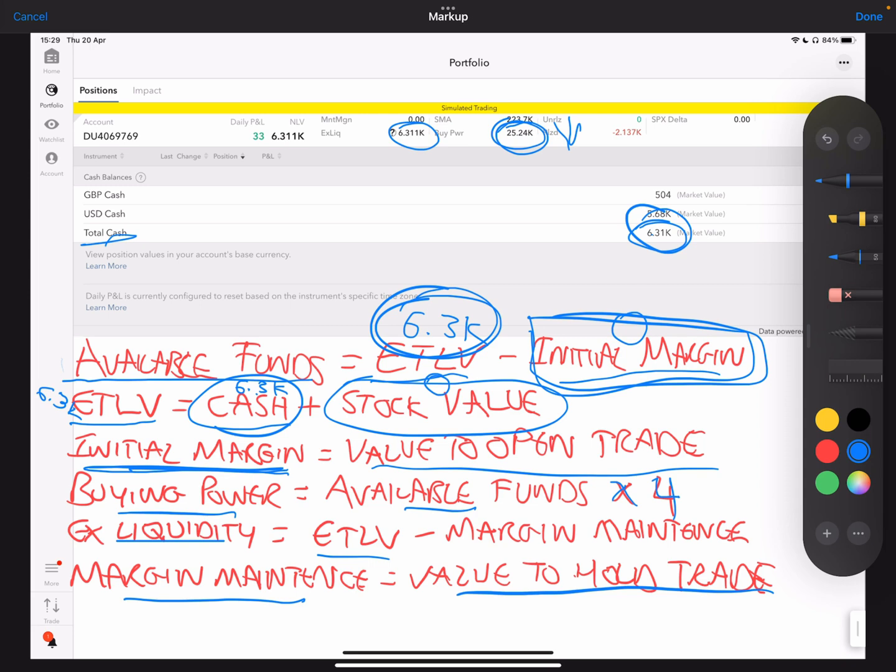So at the moment, we've got no live positions. So we know our margin maintenance is 0 and we know our X liquidity is 6.3K. That is how this number is calculated.